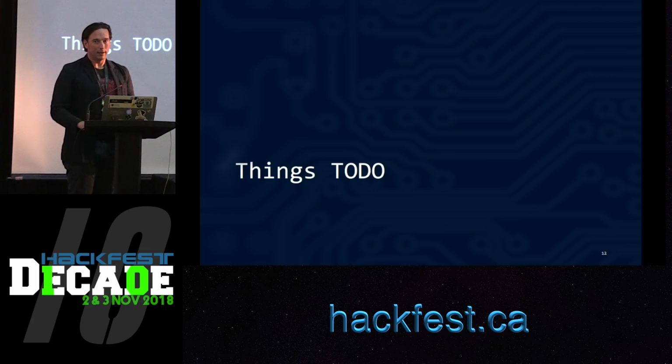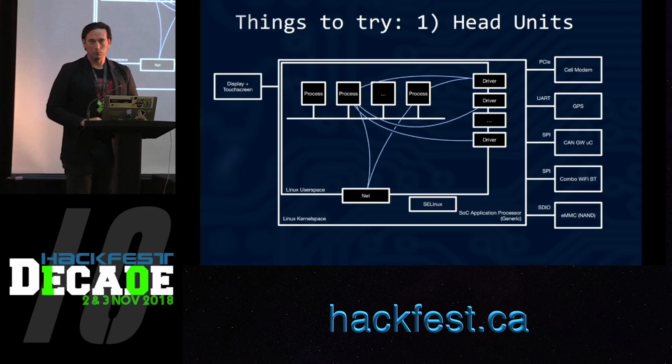Right, so now you know everything, and you got all your tools, and you're ready to go. What are some things that you should try first? First up is head units, all right? So head units in vehicles are really, really soft targets. I'm showing you here an example architecture that we put together that exemplifies a whole bunch of common things that you find in vehicle head units.